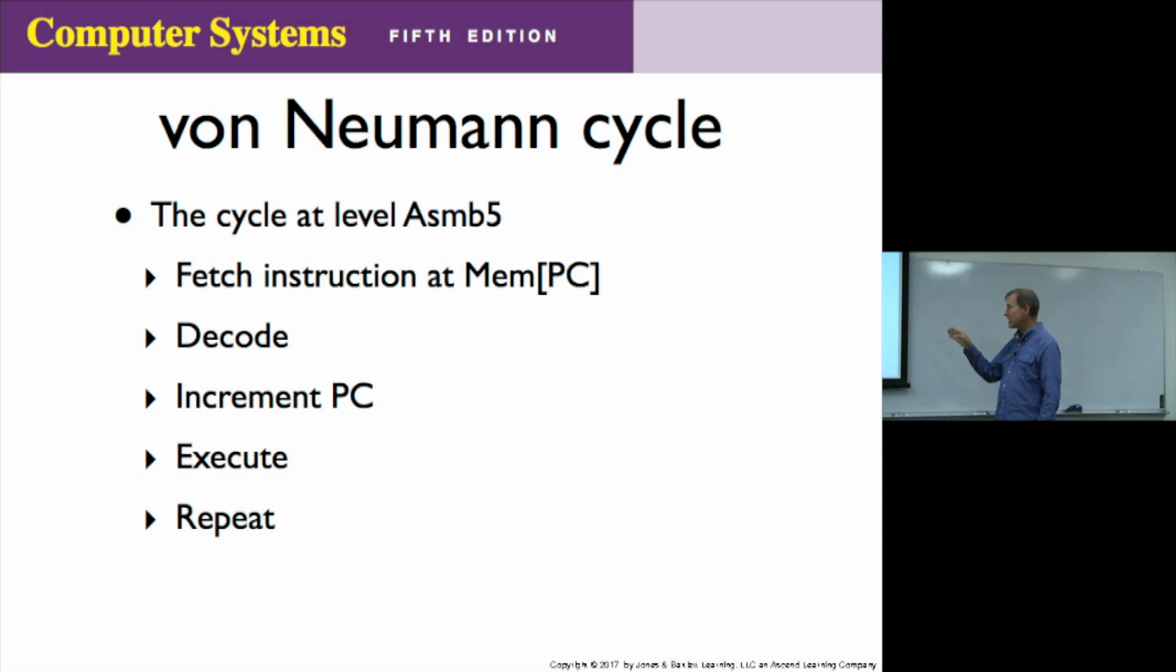So here's a little slide that summarizes that. The cycle at level, now this is when we memorize fetch, decode, increment, execute, repeat. We were talking about at the assembly level, right? But now, as is true in all aspects of a computer system, there are details at a lower level that are hidden at a higher level. So when we said fetch, we said fetch the instruction at mem sub PC, right? The program counter is the address.